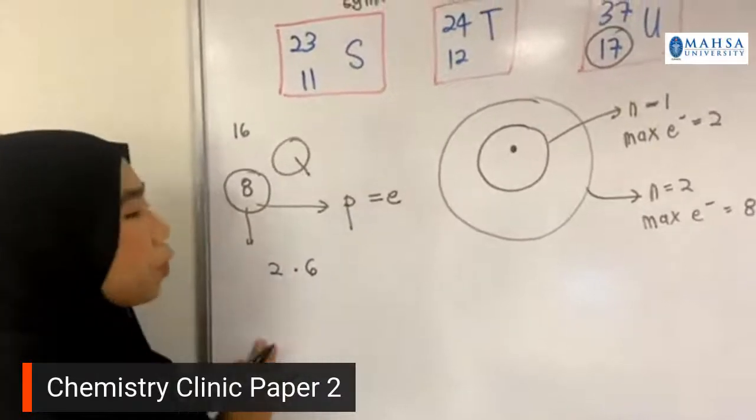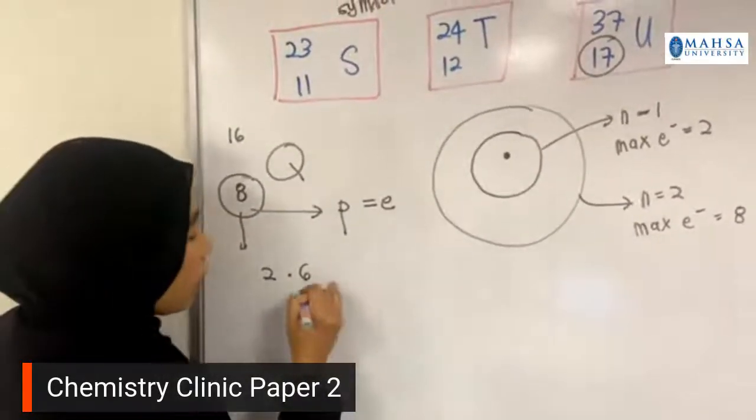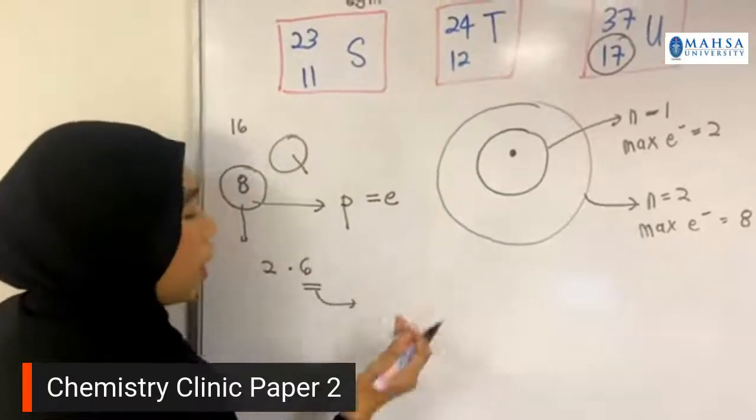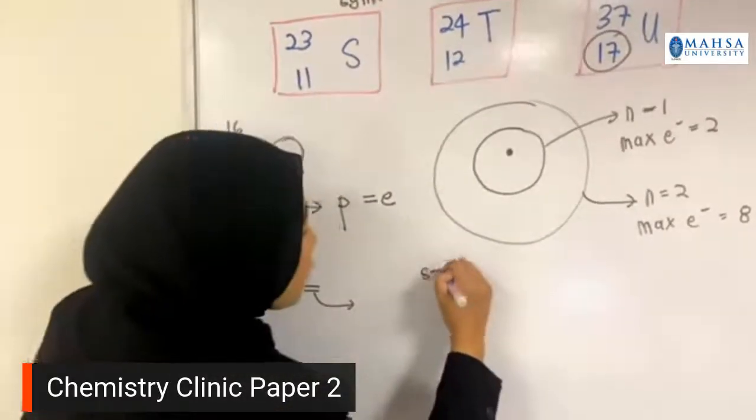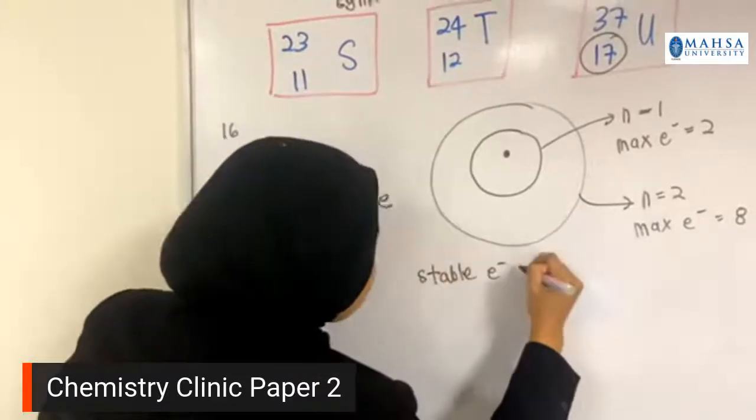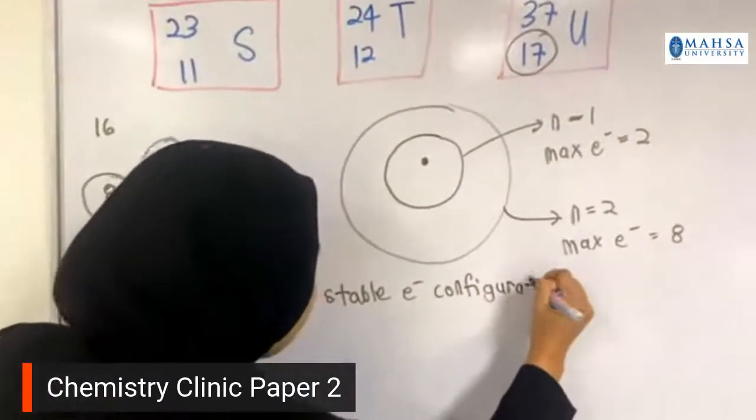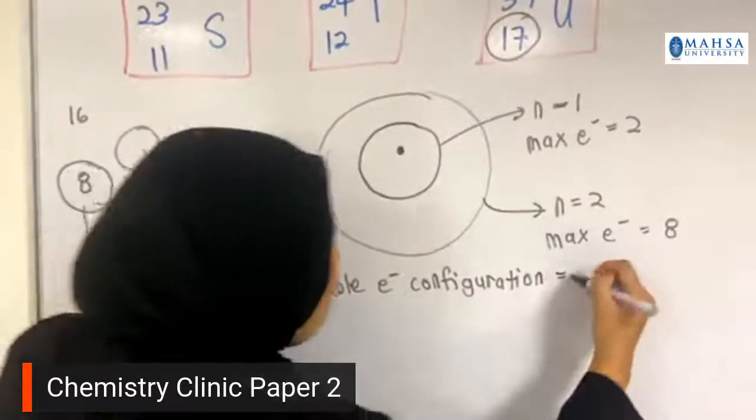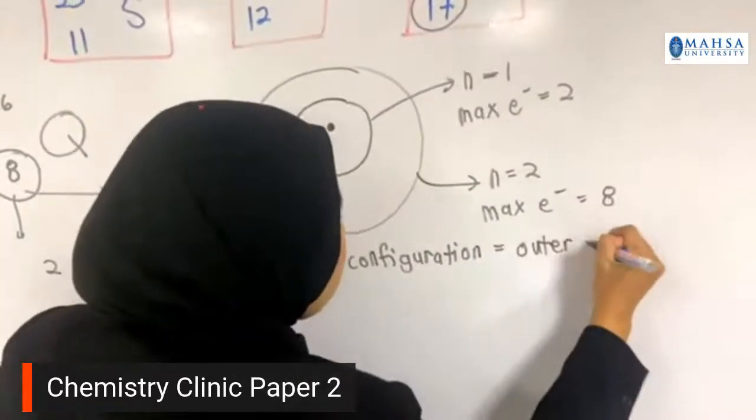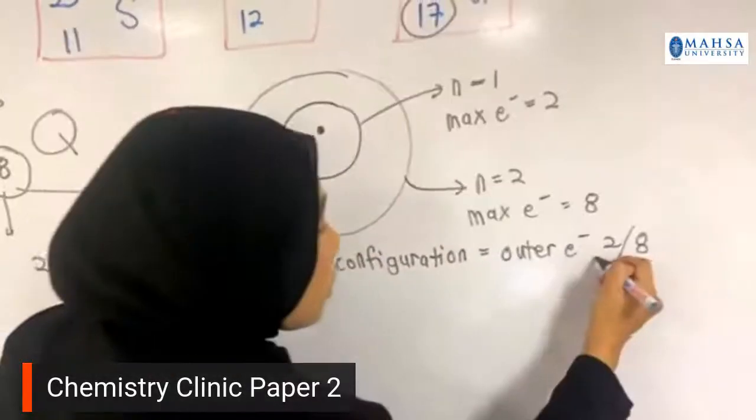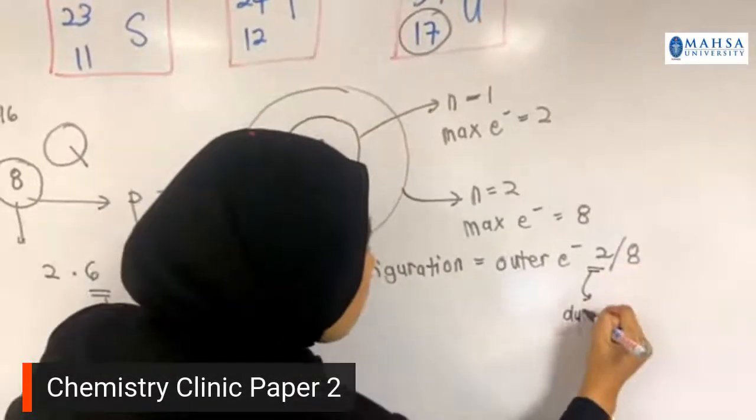How can you know it's monoatomic? The outer electron configuration needs to be stable. So how can you know that it's stable? A stable electron configuration for a monoatomic gas is when the outer electron count must be either 2 or 8. If it's 2, it will be considered a duplex.